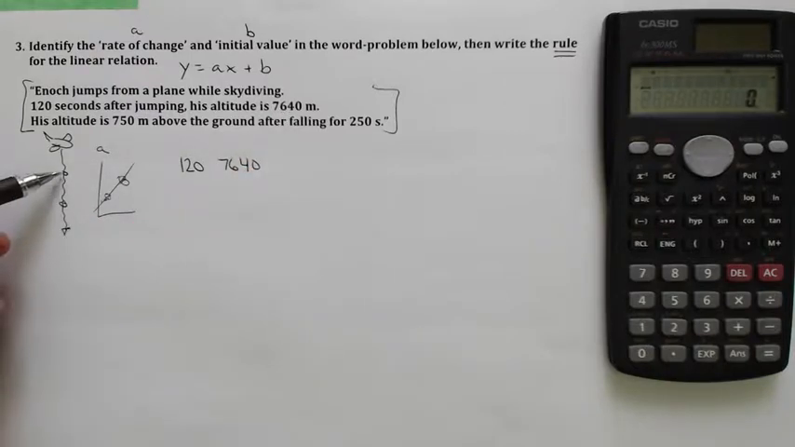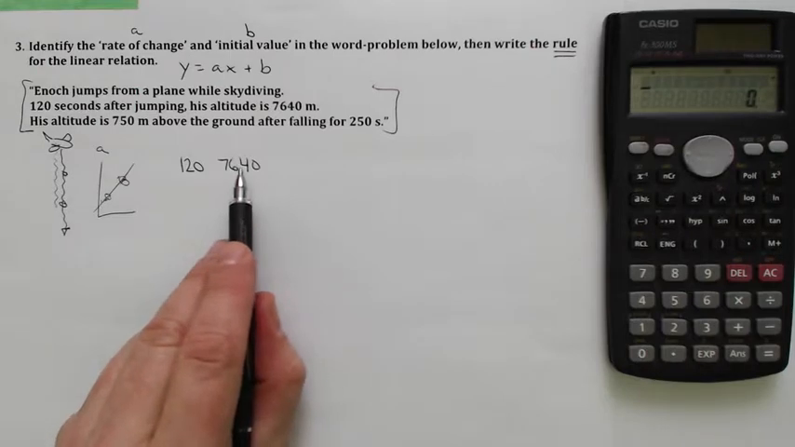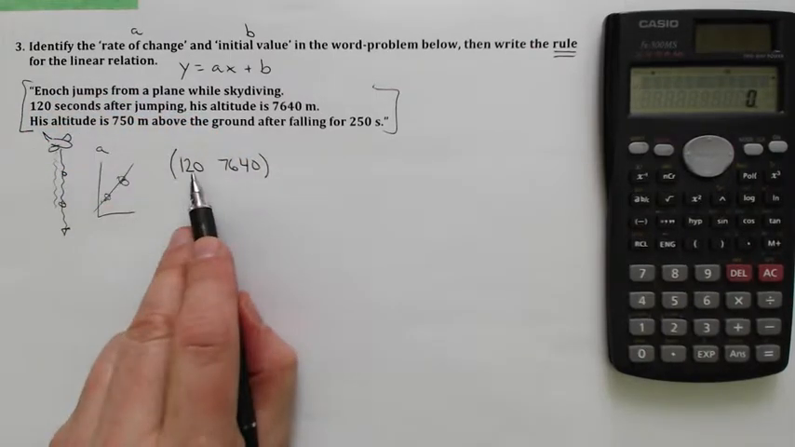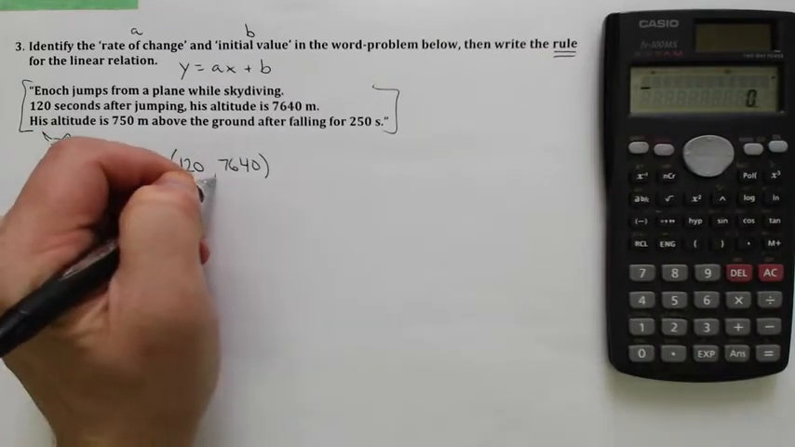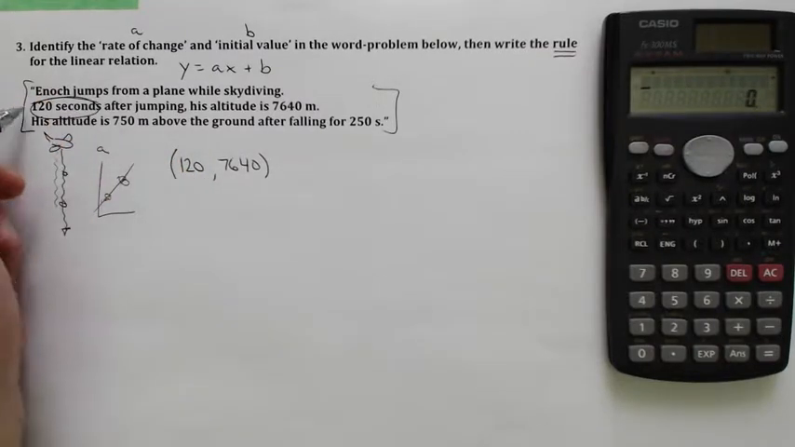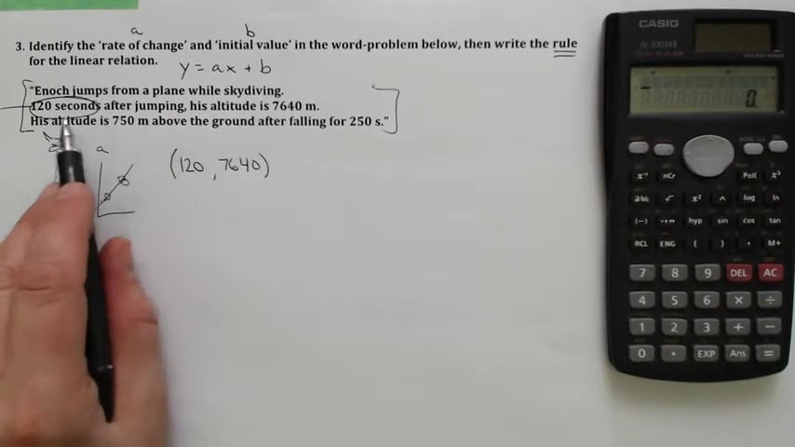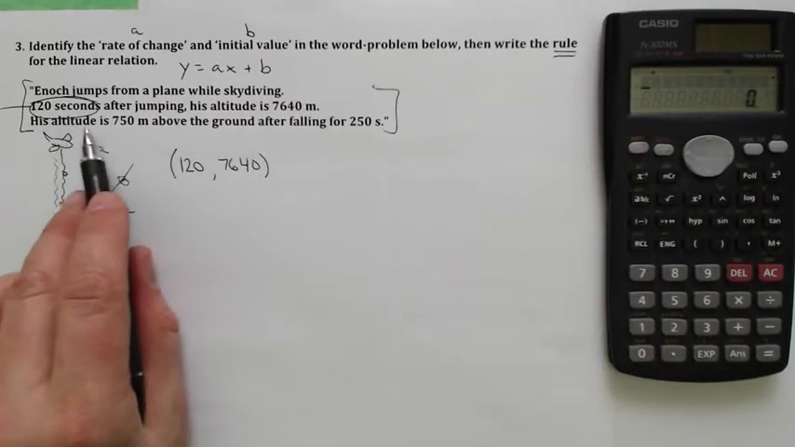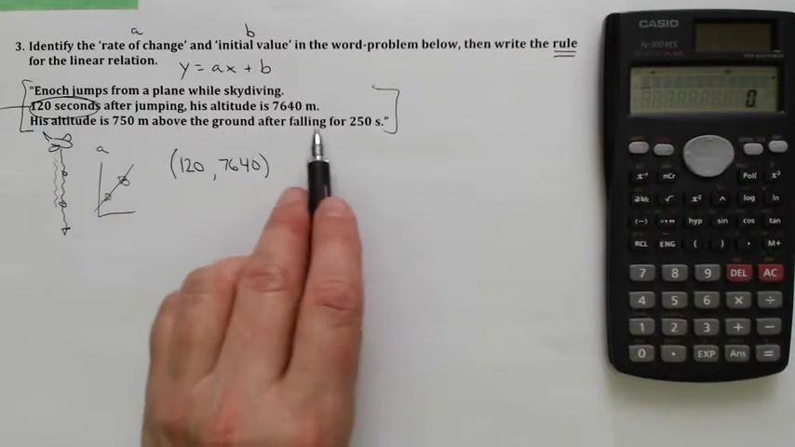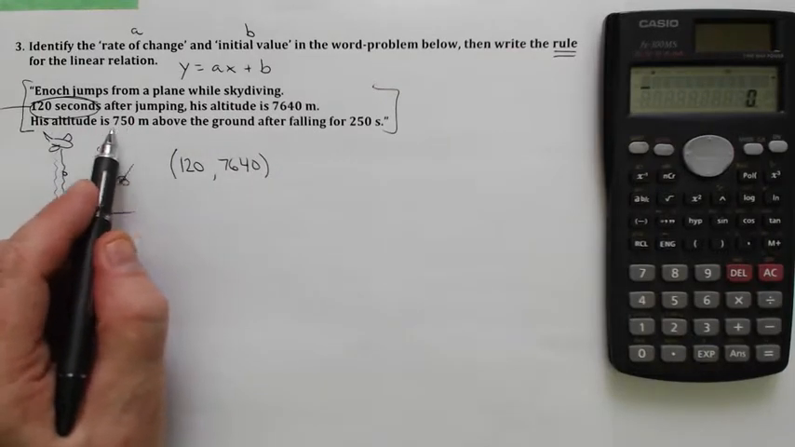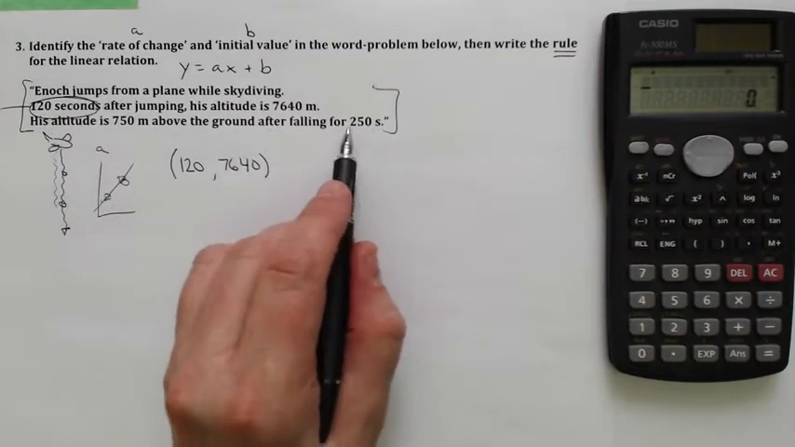His altitude depends on how long he's been falling. So that number right there is going to be the y, and the 120 seconds is the x. And a little hint here, time almost always is an x. For the second piece of information, you've got to be careful because grammatically, in terms of the English language, they've reversed the information, but the pattern remains the same. His altitude is 750 after falling for 250 seconds.